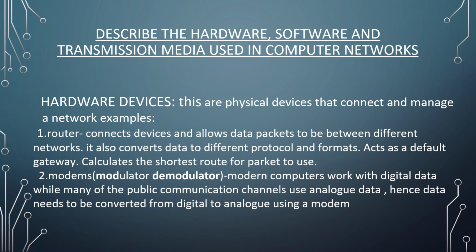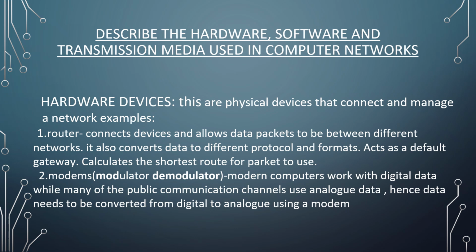Describing the hardware, software, and transmission media used in computer networks is what you'll be viewing from this slide. Hardware devices are physical devices that connect and manage networks. For example, number 1, you have the router. It connects devices and allows data packets to travel between different networks. It also converts data to different protocols and formats. It acts as a default gateway. It calculates the shortest route for packets to use.